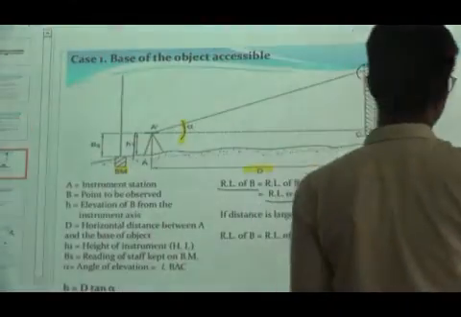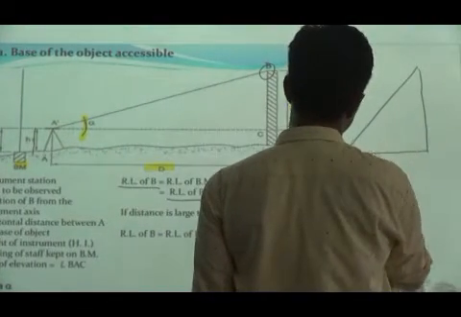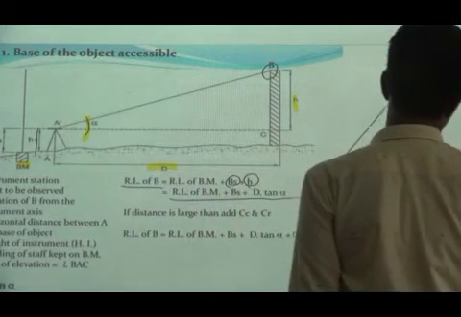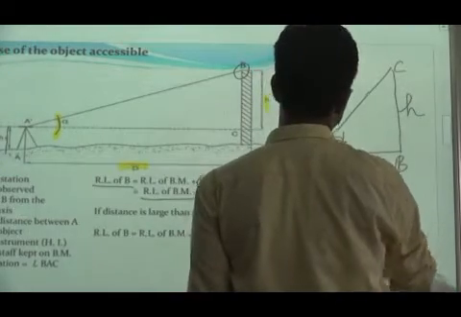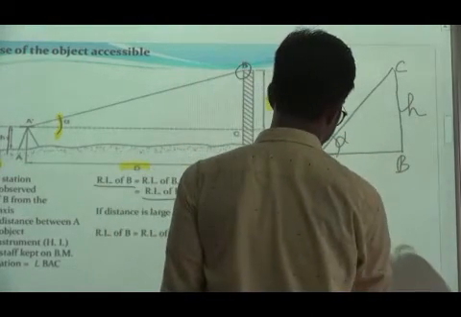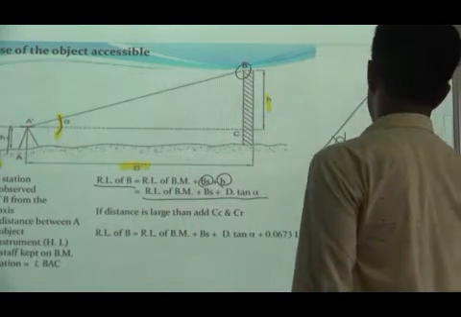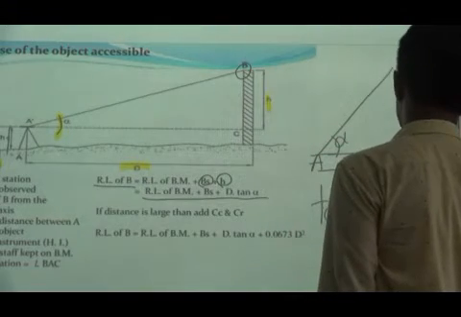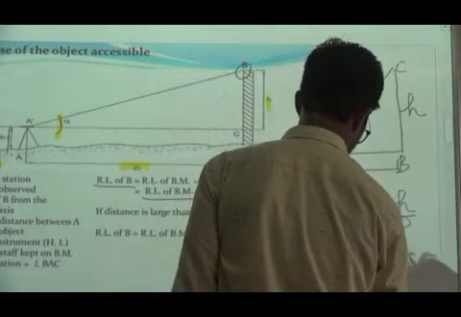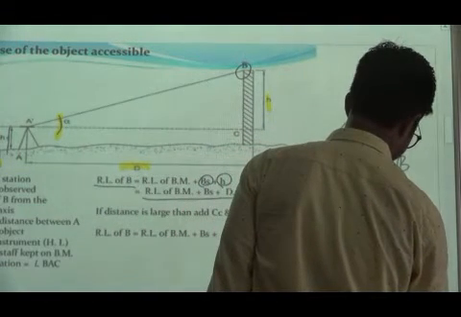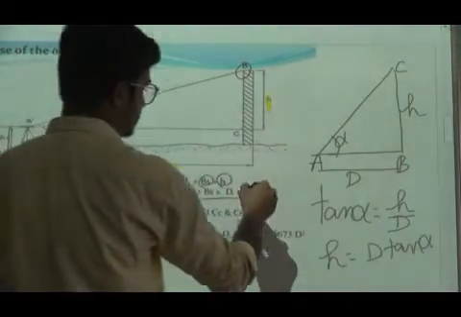As we know, in this simple trigonometry, suppose we have set the machine here at A, with B and C, and this one is the height H, and this one is the alpha angle. Using the formula, tan alpha equals H by D, where the distance between A and B is D. H will be equal to D tan alpha. From this we get the value of H as D tan alpha.